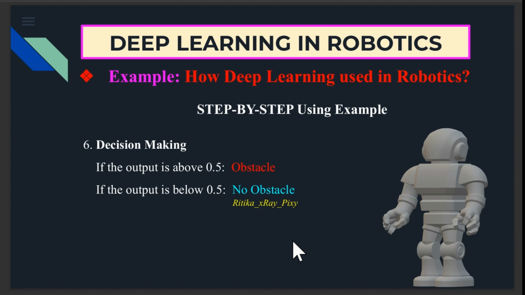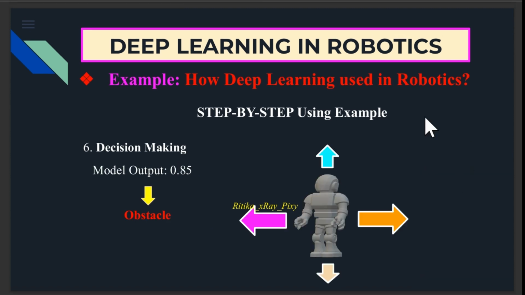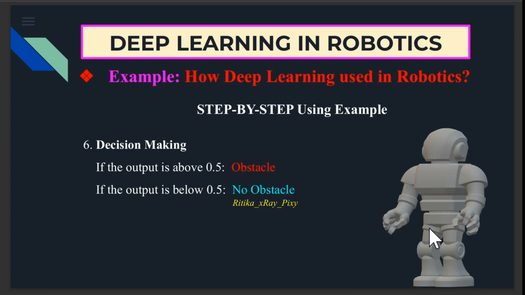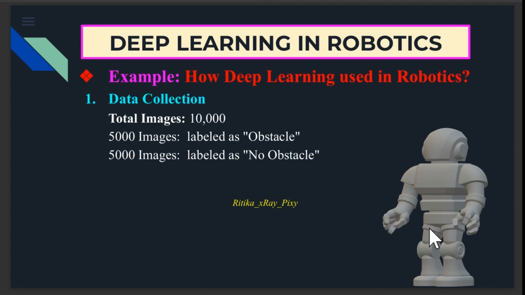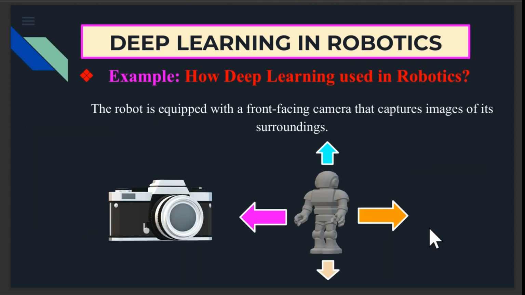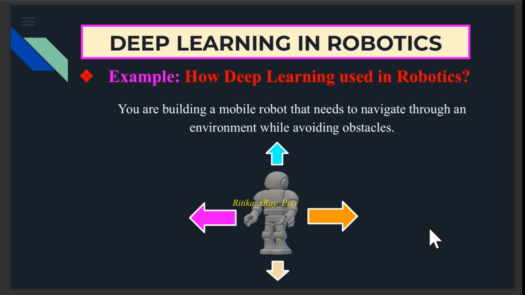Suppose the robot captures an image during navigation and the model outputs a probability of 0.85. This indicates there is a high possibility that an obstacle is present, and the robot then decides to turn right to avoid the obstacle. By using deep learning, the robot can autonomously detect and avoid obstacles in real time, navigating complex environments without human help. And the accuracy we have here is 95%.